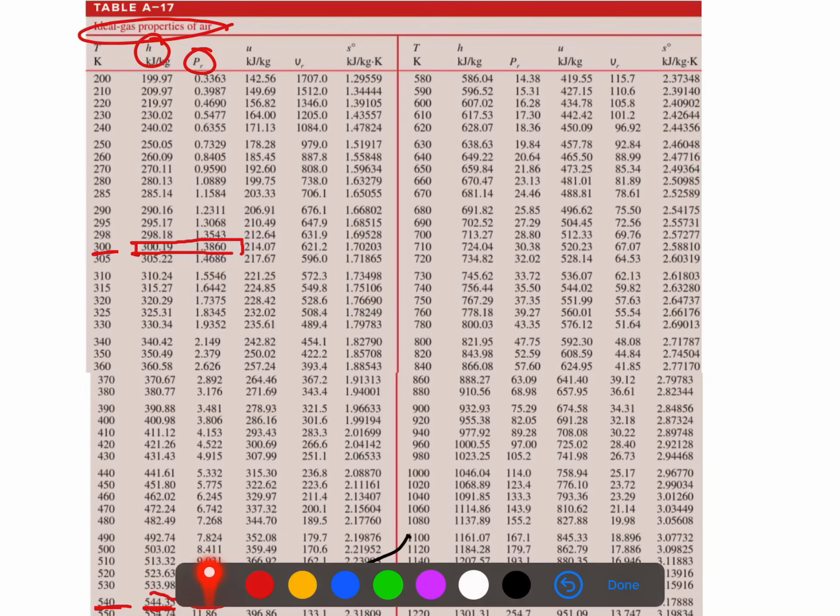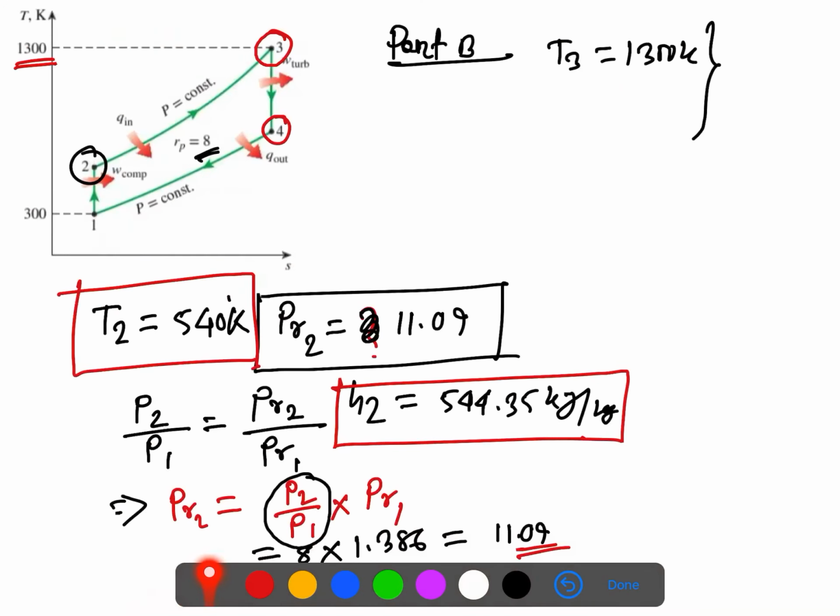So it just goes down. So for 1300 Kelvin, you will get this table from the book. So for 1300 Kelvin, we know from this table, table A17, okay? Table A17 from your textbook.